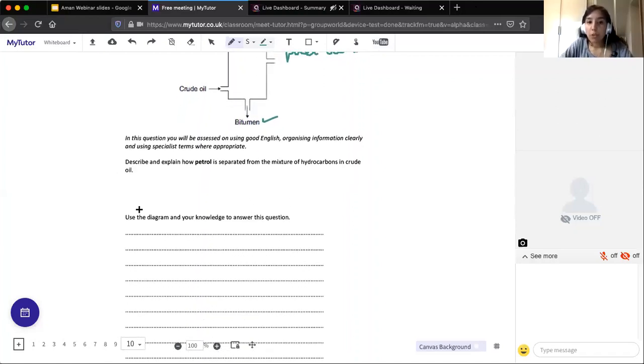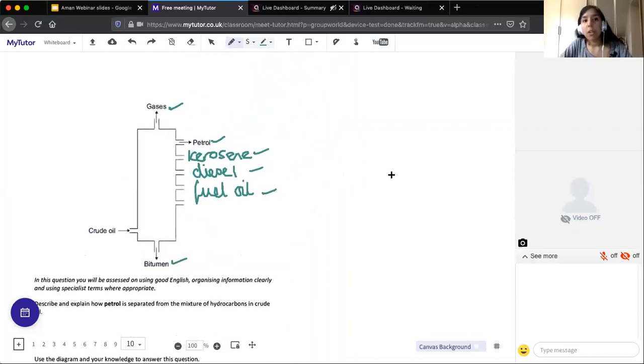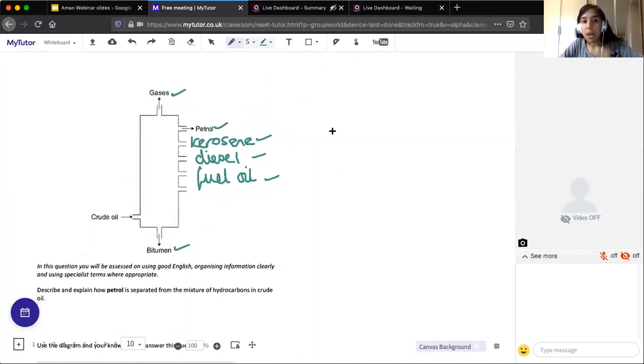explain how petrol is separated from the mixture of hydrocarbons in crude oil. So I'm going to help you to write a kind of typical exam answer to that then. But before we do that, does anyone have any ideas? So this tends to be a 4 to 6 mark question. All the exam boards want you to know about it. How do we separate petrol from crude oil?